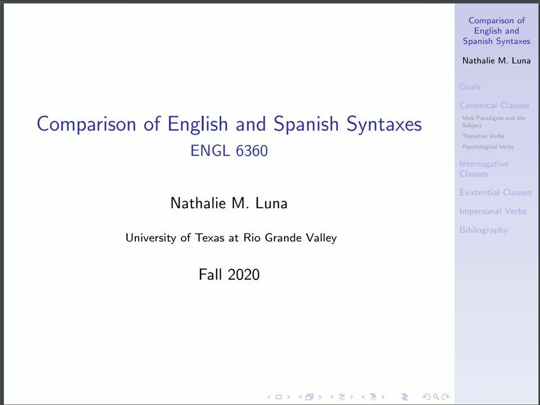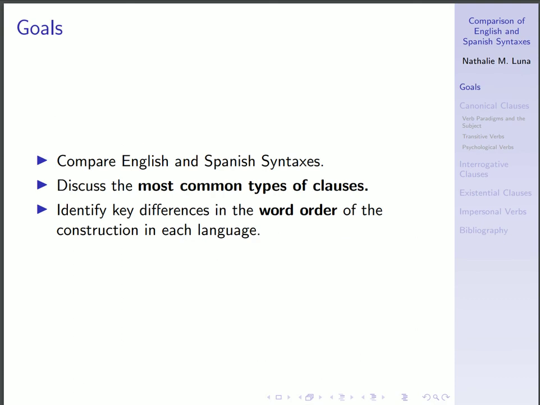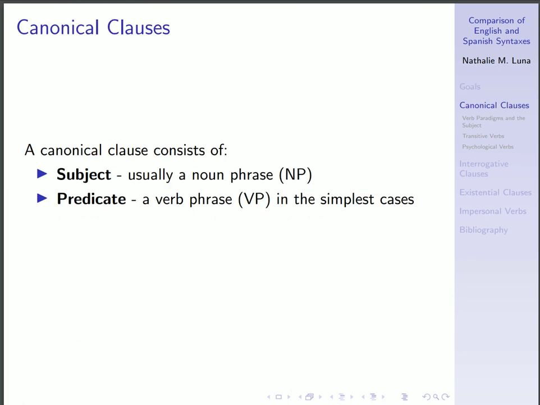In this talk, we're going to compare the English and Spanish syntaxes. We're going to discuss the most common types of clauses, and we're going to identify key differences in the word order. So we're going to start with canonical clauses, which usually consist of a subject, which is usually a noun phrase, and a predicate, which is a VP.